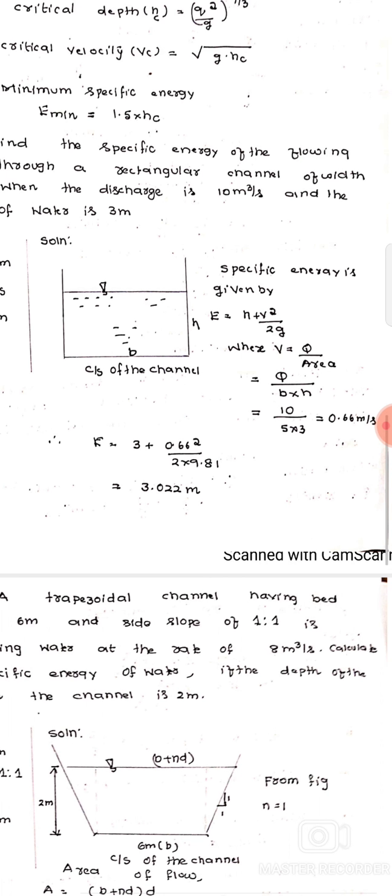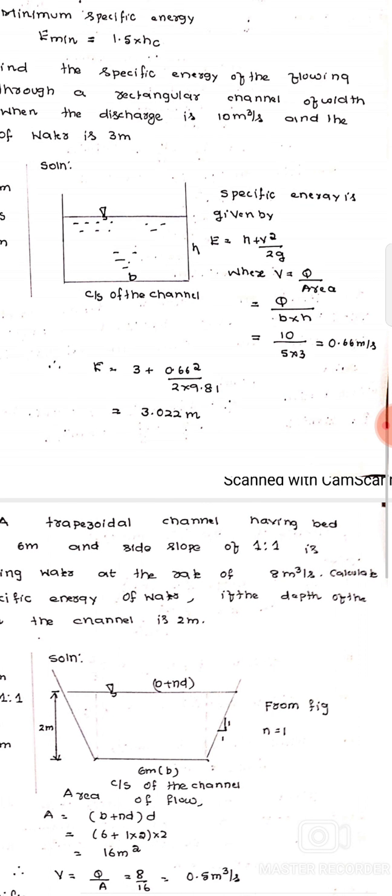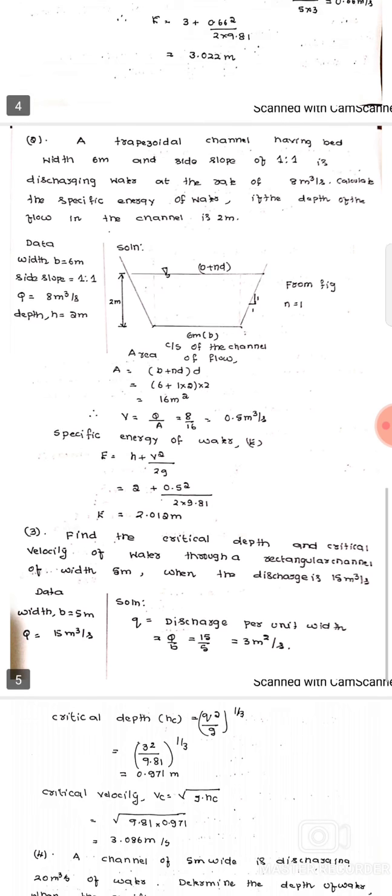Then we can substitute here. E is equal to h plus v square by 2g, that is 3 plus 0.66 whole square divided by 2 into 9.81. Then the specific energy will be 3.022 meters. The specific energy will be measured in terms of meter because it is represented as total height. Then we'll move on to the second numerical, which belongs to trapezoidal.